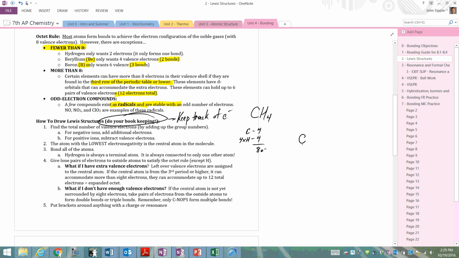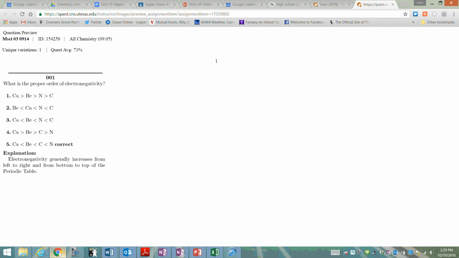Do you guys remember about electronegativity and like what the deal is with that? One of our periodic trends. So remember electronegativity? Okay, well, here we go. I'll just bring up an idea. This is the first problem on your homework.